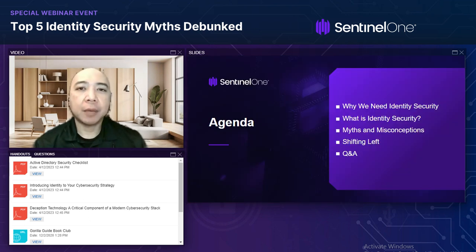So this is our agenda. Today, we're going to talk about why we need identity security, and it's not what you think. What it is, what identity security actually is, the way it's defined nowadays. Common myths and misconceptions, and then we're going to talk a little bit about shifting left. And then questions at the end.